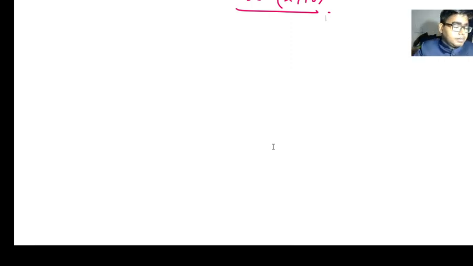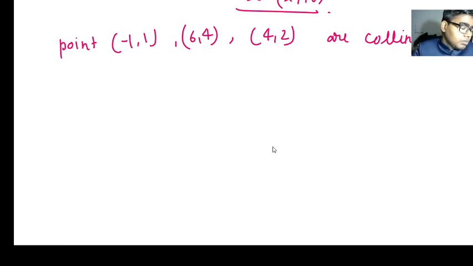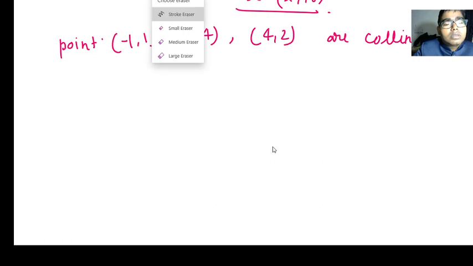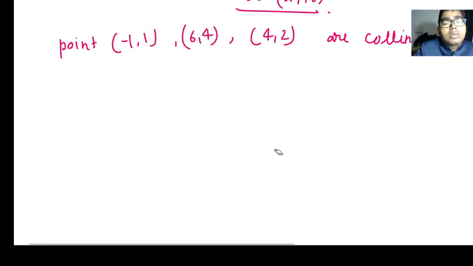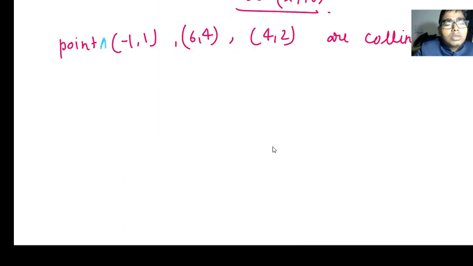We have to show that the points (-1, 1), (6, 4) and (4, 2) are collinear. Collinear means all points lie on the same line, right friends? So let's check whether all these lie on the same line or not. Let's take them as point A, point B, and point C.